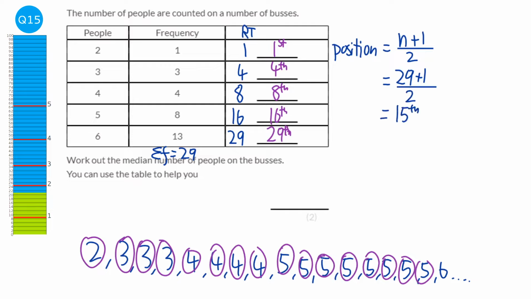So looking down our running total list, well, the last number that's a 4 is the 8th number, so we haven't got to the 15th number yet. And the last number that's a 5 is the 16th number. So if the last number that's a 5 is the 16th number, then surely the 15th must also be a 5, and so our median is 5.